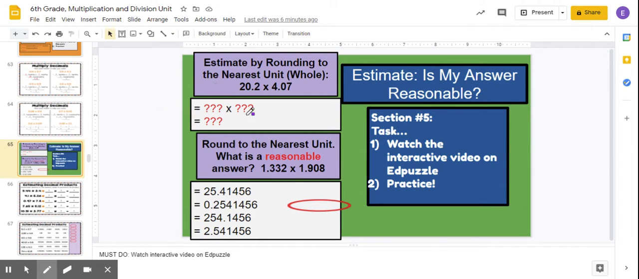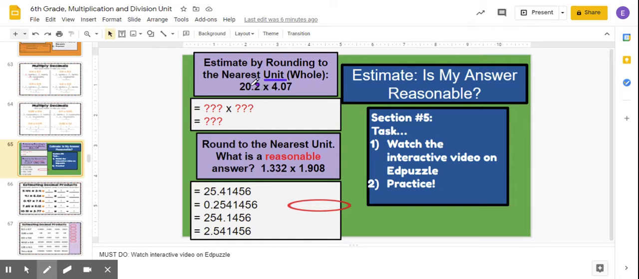So estimating, here we're going to be thinking about estimating by rounding to the nearest unit or the ones place value spot, the nearest whole number. So we're starting with decimals. In this case, we've got 20 and 2/10 and 4 and 7/100, and we want to multiply. So we want 20 and 2/10 of 4 and 7/100. Okay. But we're not going to solve it right now. What we're going to do is estimate to see what our answer should be about.